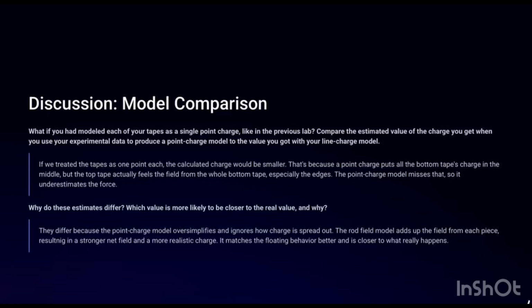And for the second discussion question, the estimates differ because the point charge model oversimplifies and ignores how charge is spread out. The rod model adds up the field from each segment, giving it a stronger net field and a higher, more realistic charge, and it matches the floating behavior better and is closer to what really happens.